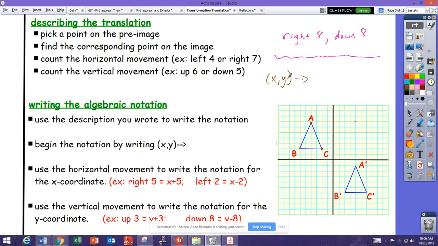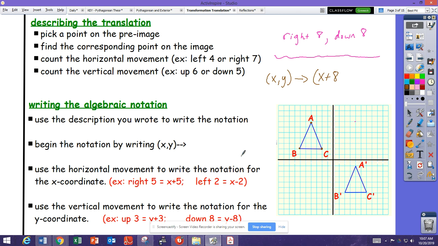And wherever it was from the original point, now we're going to tell how it transformed. So I'm going to start a new parentheses. Next is to use the horizontal movement to write the notation for the coordinate plane. An example might be if I move to the right 5, I would say x plus 5. Or if I move to the left 2, I would say x minus 2, right? So movements to the right are positive, and movements to the left are negative. In this case, I went to the right 8, so I would do x plus 8.